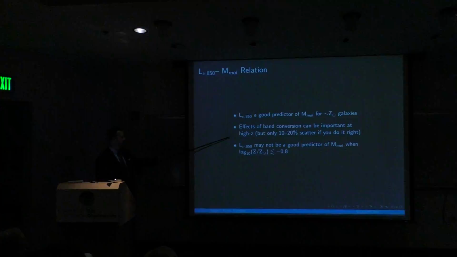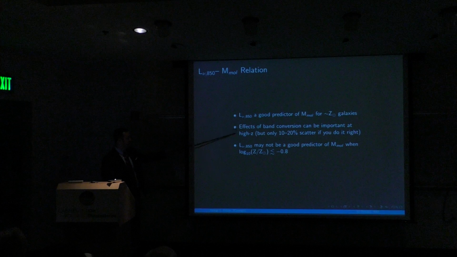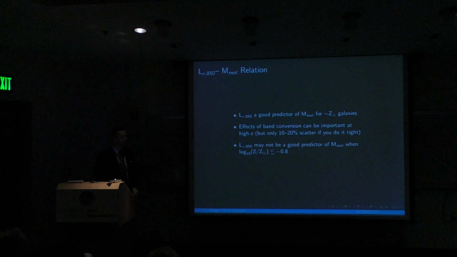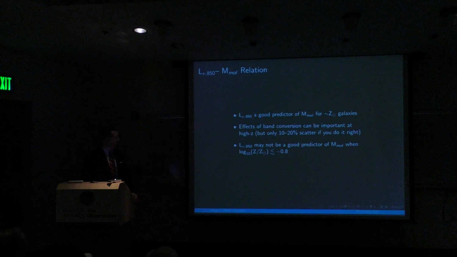I didn't mention this, I can talk about it later if people are interested, but you have to pick an observing band because you usually can't observe the rest frame 850 micron luminosity or the flux. But if you do it right, it's only a 10 to 20% scatter, so it's completely manageable. And then again, worry about this when you're getting to low metallicity.